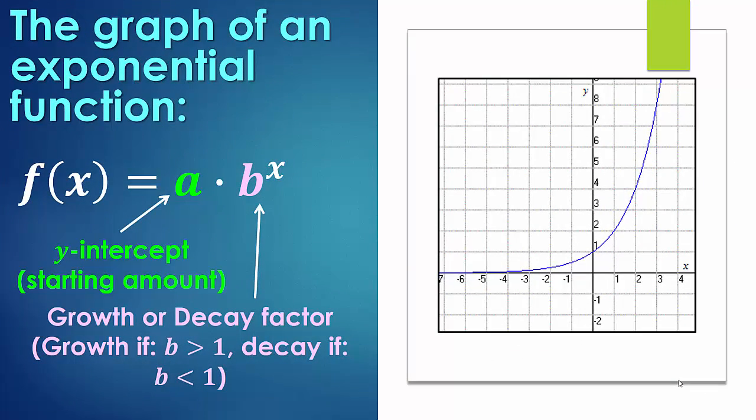All right, so let's break down the function, what it looks like and what the parts mean. So we have f of x equals a times b to the x power. What this means, this right here, the a, is going to be your y-intercept, or if you have a word problem, it's going to be the starting amount of whatever the subject of the problem is. And the b is going to be your growth or decay factor. So it's going to be growth if b is greater than 1, and it's going to be decay if b is less than 1. Important to note because it changes what the graph looks like.